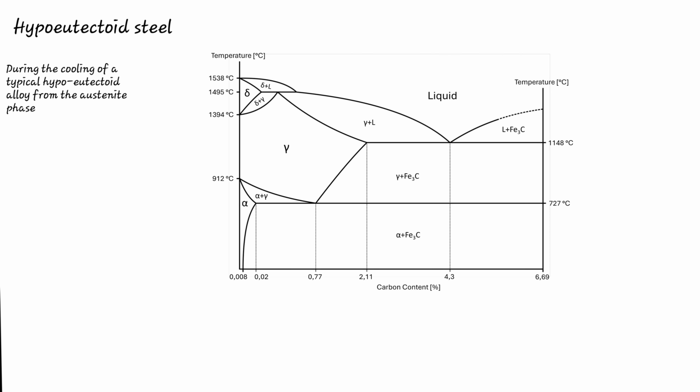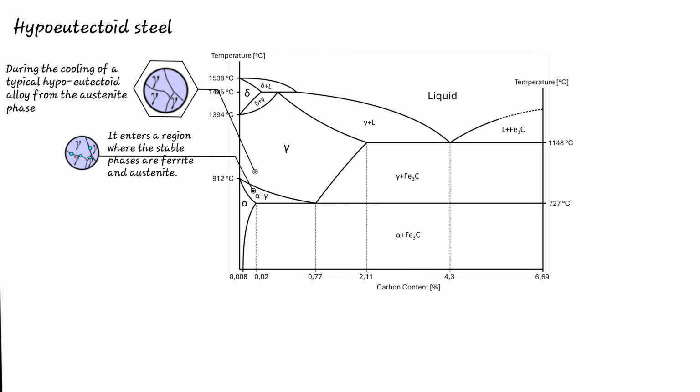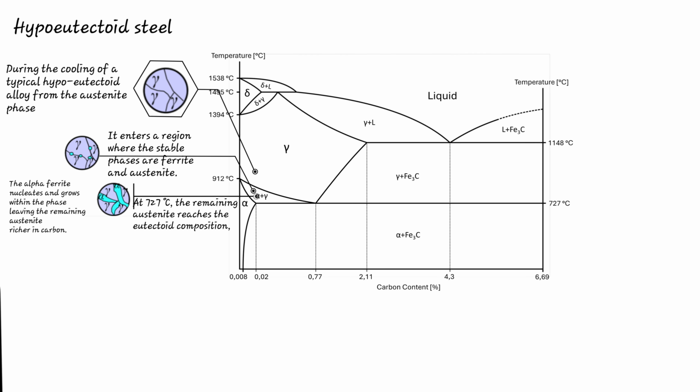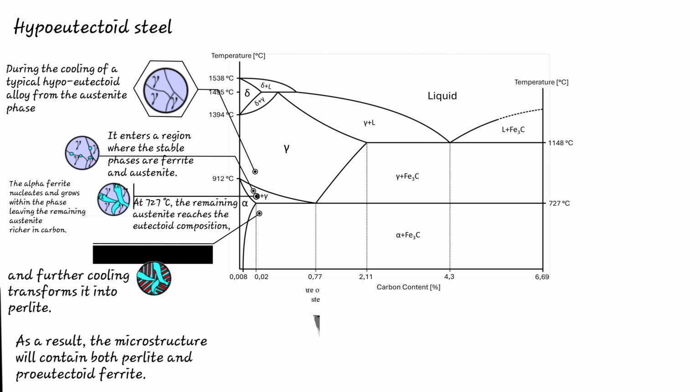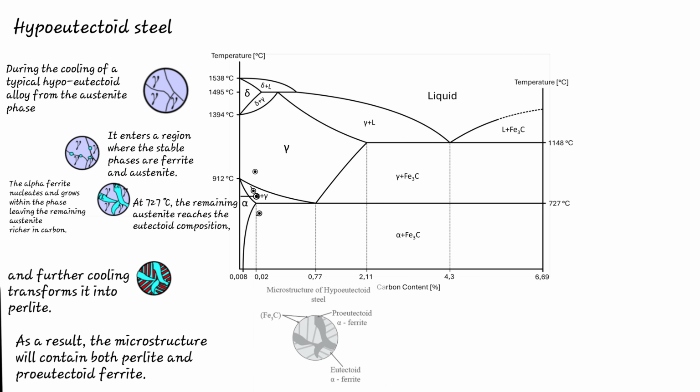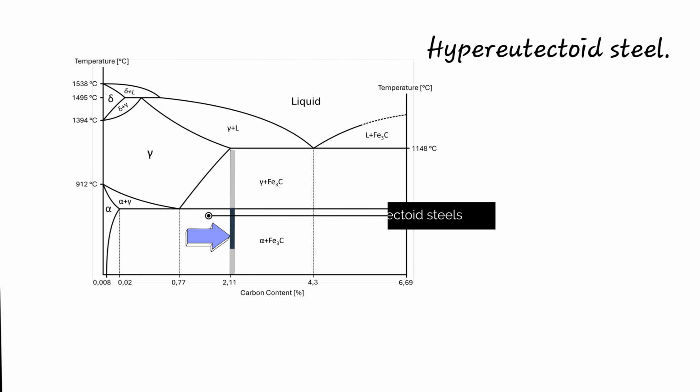During the cooling of a typical hypoeutectoid alloy from the austenite phase, it enters a region where the stable phases are ferrite and austenite. The alpha ferrite nucleates and grows within the phase, leaving the remaining austenite richer in carbon. At 727 degrees Celsius, the remaining austenite reaches the eutectoid composition, and further cooling transforms it into pearlite. As a result, the microstructure will contain both pearlite and proeutectoid ferrite.